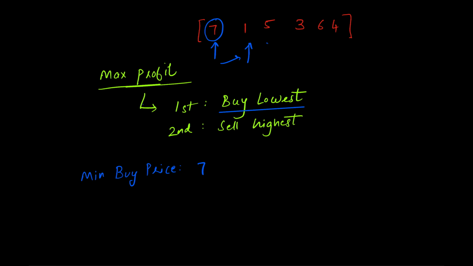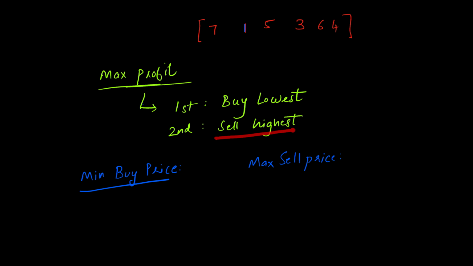So in this case, if we start the iteration with I equal to 1, the value is 7, which is the minimum. But if we increment it to I equal to 2, the stock price is 1, which is smaller. So it makes sense to purchase it for 1 instead of 7. We repeat this check every time we increment our pointer as we are iterating through the array.